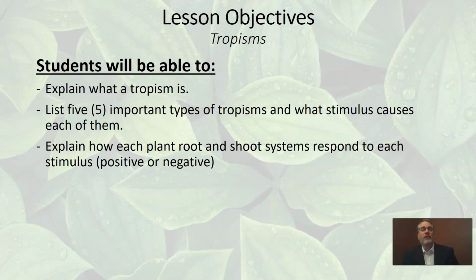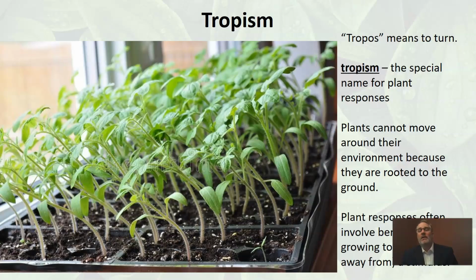All right, let's take a look at some tropisms. So tropos simply means to turn. And tropism is just a word. It's a special name for plant responses. So when plants are responding to their environment, we call that response a tropism.